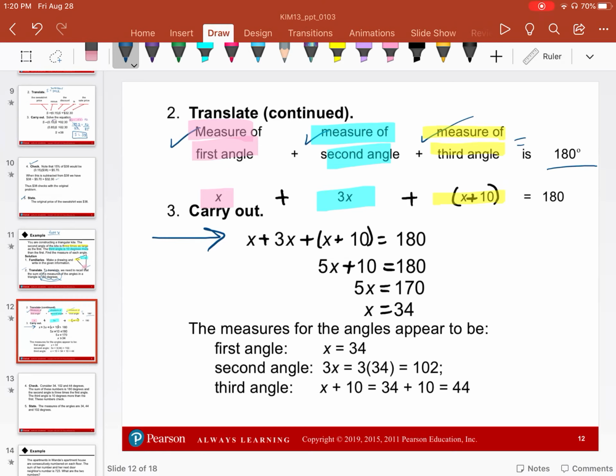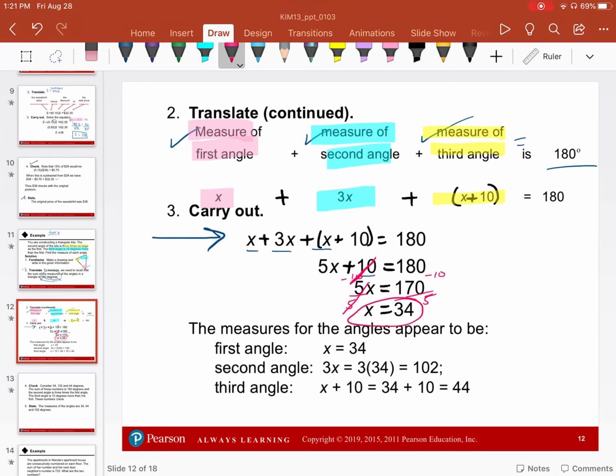So let's clean this up. We have x plus 3x plus x, we have 5x, and then we have that plus 10. Let's get rid of the 10 by subtracting 10 from both sides. Minus 10, minus 10, that's gone. 180 minus 10 is 170. Lastly, we divide by 5, and we're left with x equals 34.